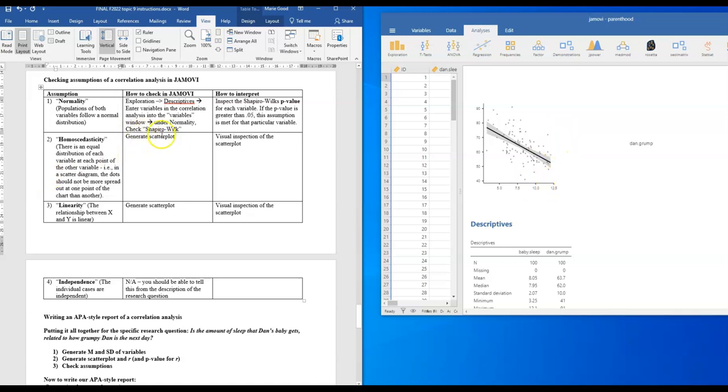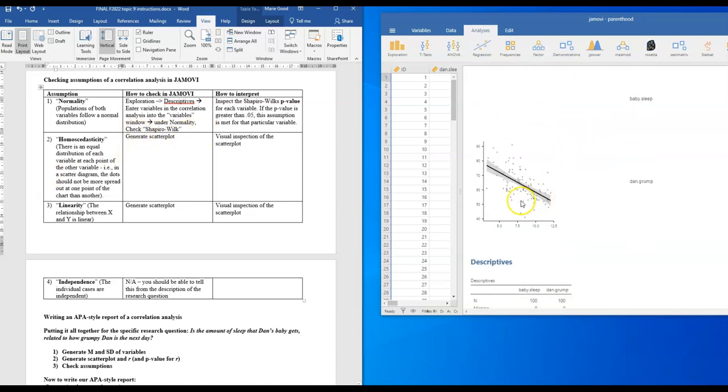And so we're going to look at the scatter plot, and sometimes it is honestly hard to tell. Okay, this looks not too bad. See how the dots are kind of spread out across the entire length of the chart fairly equally, maybe a little bit more spread at this point than at, say, this point of the graph.